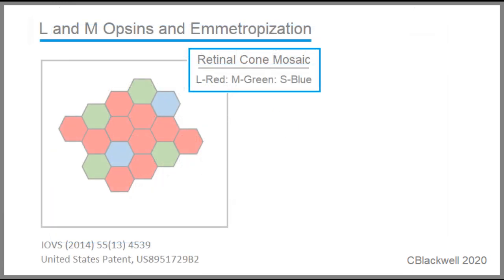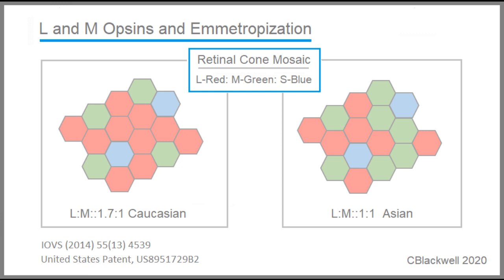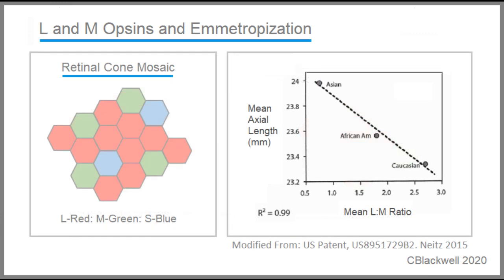The Neitzes have a couple more interesting observations. It turns out the L to M cone ratio, red to green, varies in different populations. As a significant example, the ratio in Caucasians is about 1.7 to 1, whereas in Asians it is about 1 to 1. There is data correlating the L to M ratio with average axial lengths. When red cones dominate, there is more likely to be emmetropia, while if the ratio is even, there is more likely to be myopia. They cite this as one possible explanation of why myopia is more common in Asia than Europe or the US.